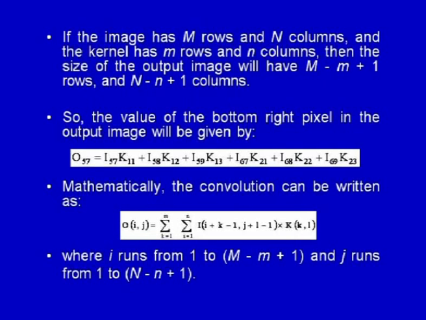So, mathematically the convolution can be written as O(i, j), where i and j represent the cell numbers, and this is equal to the double summation over k equal to 1 to small m and l equal to 1 to small n of the intensity values located at i plus k minus 1, j plus l minus 1, multiplied by the kernel cell value K(k, l), where i runs from 1 to m minus small m plus 1 and j runs from 1 to n minus small n plus 1.